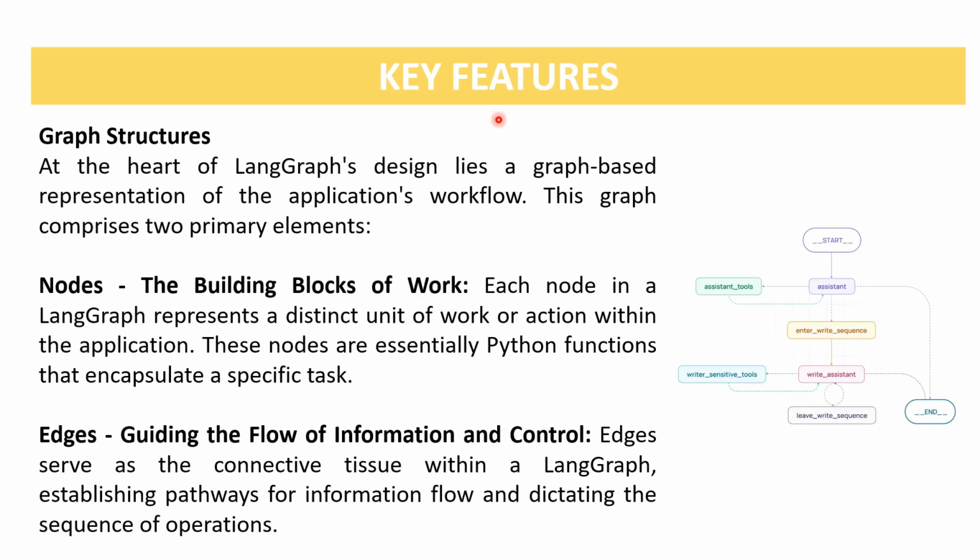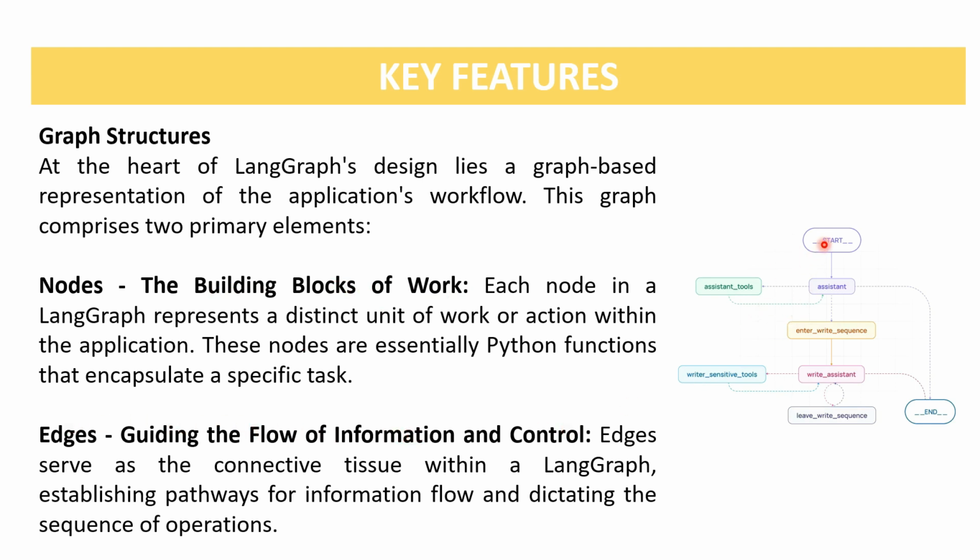So what are the key features of LangGraph? LangGraph has two key features. One is called the graph structure, and another one is called state management. It also has flexibility as well. In the graph, you have nodes and edges. Nodes are nothing but the building blocks of work, and edges guide the flow of information and control.